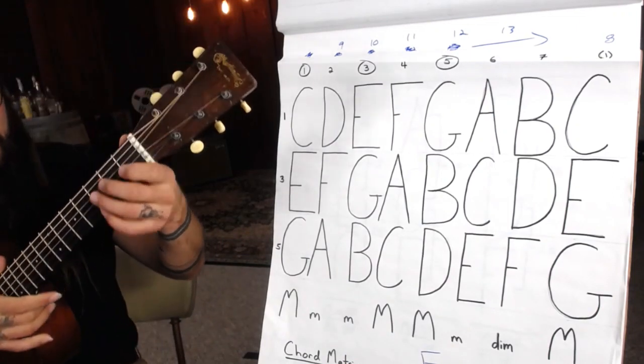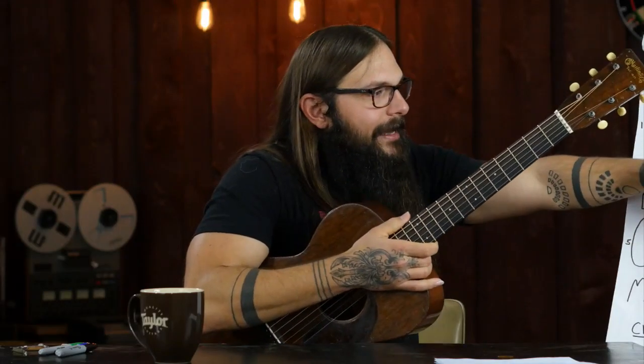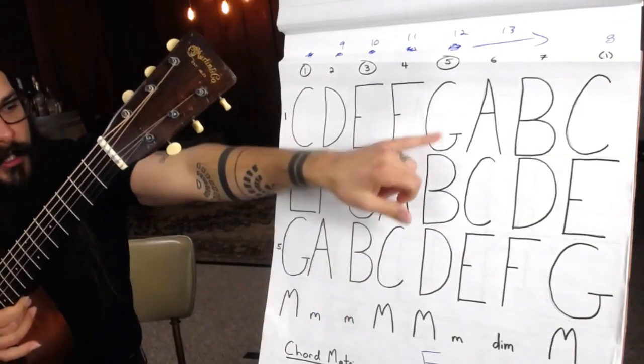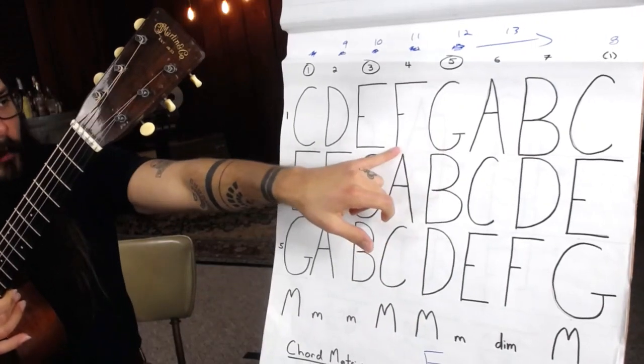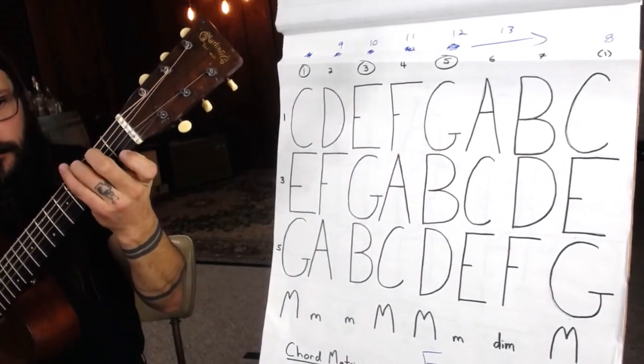So in the case of G, if we make a dominant 7 chord, G, B, D, and F, that F comes from going to the root, minusing a full step. That's going to sound like this. That's a dominant 7 chord.